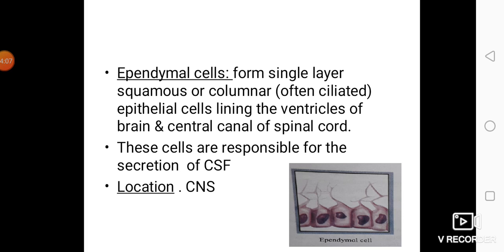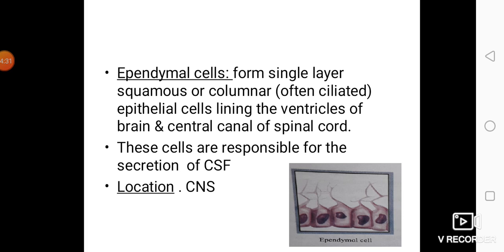The next group of glial cells are ependymal cells. Ependymal cells form a single layer of squamous or columnar, often ciliated, epithelial cells lining the ventricles of the brain and the central canal of the spinal cord. These are responsible for the secretion of CSF. Location: central nervous system. Ependymal cells are the lining of the ventricles. There are 4 ventricles in the brain.